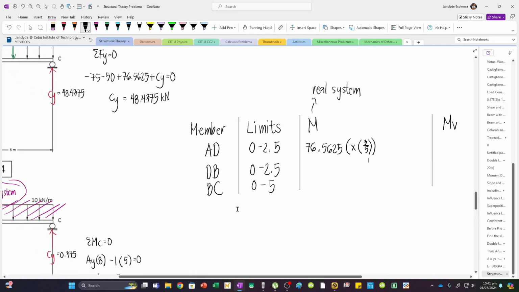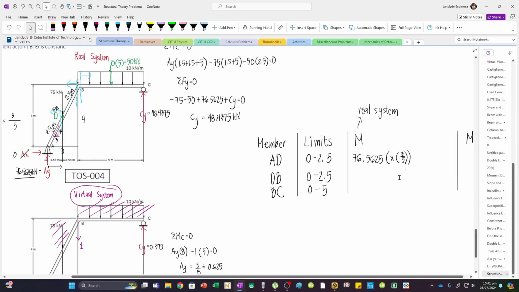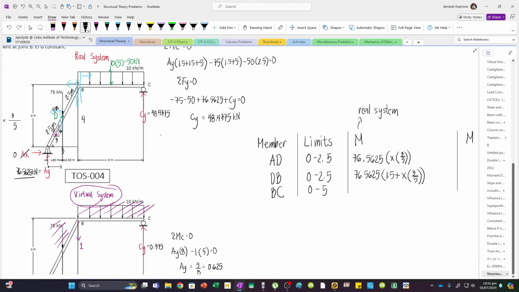And then, for segment DB, I have 76.5625 multiplied by 1.5 plus the moment right here. Still considering this perpendicular distance. So, this is now 1.5 plus X times 3/5. But then, I also have 75 kN. It's included in this segment. Again, this is our cut. We are considering all loads to the left. And then this is going to cause a counterclockwise moment about the cut. So we're going to use minus. So minus 75, and then our moment arm is X multiplied by 3/5.